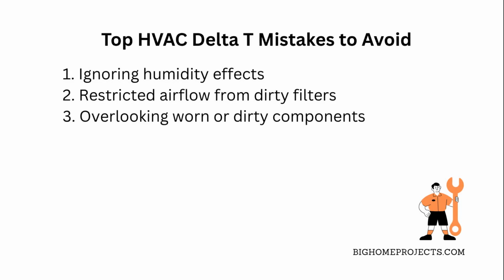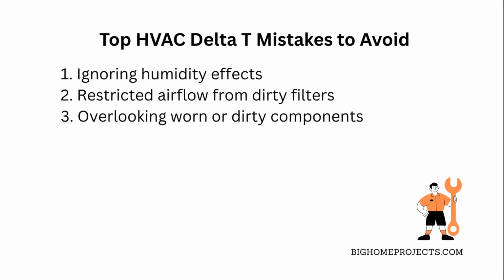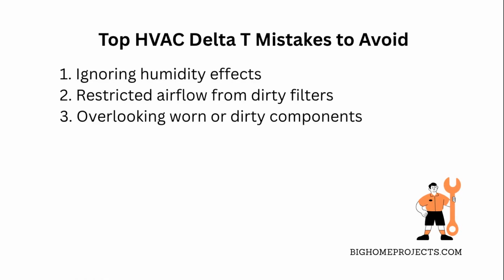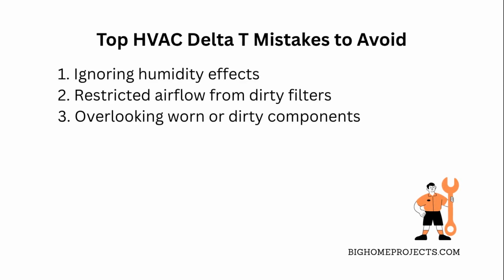One of the biggest mistakes people make with HVAC Delta T diagnosis is thinking it alone can reveal all refrigeration problems. It can't. Fix that by pairing Delta T readings with superheat and subcooling checks to get a fuller picture of refrigerant levels. Another common slip-up is ignoring airflow issues. If air isn't moving right, your Delta T will lie to you.